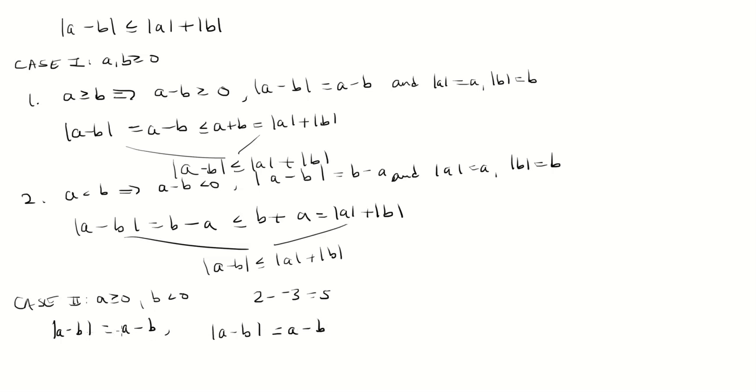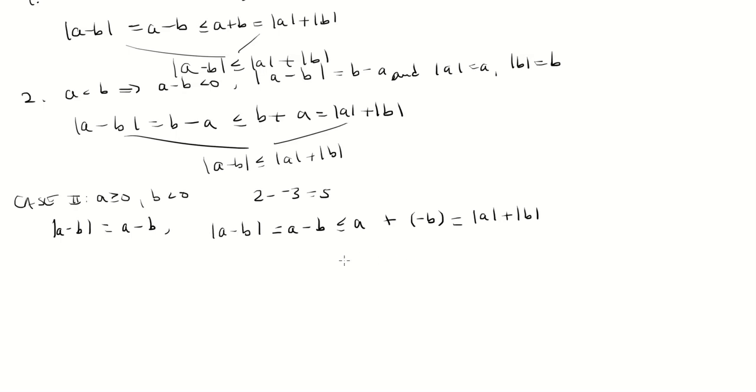Right, from here. And that's going to be less than or equal to a plus parentheses negative b. So basically you're just factoring out, doing plus negative b. And that's going to equal the same thing as the absolute value of a plus the absolute value of b. Because b is negative, when you multiply by negative, now that becomes positive, which is the same thing as the absolute value of b.